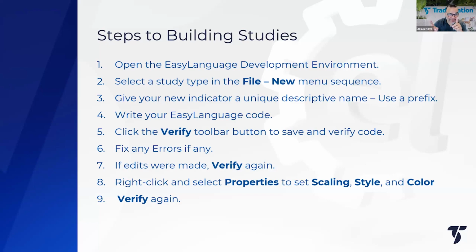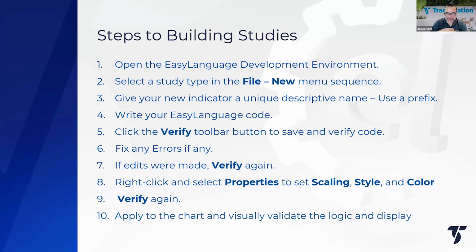One thing you cannot forget is to verify once you've changed the properties, like the scaling and the style and the color, because those have to be fixed into the code or fixed into the show me indicator by a process of verifying. And then at the very end, you have to apply the indicator to your chart to validate your logic and make sure that it's the right display.